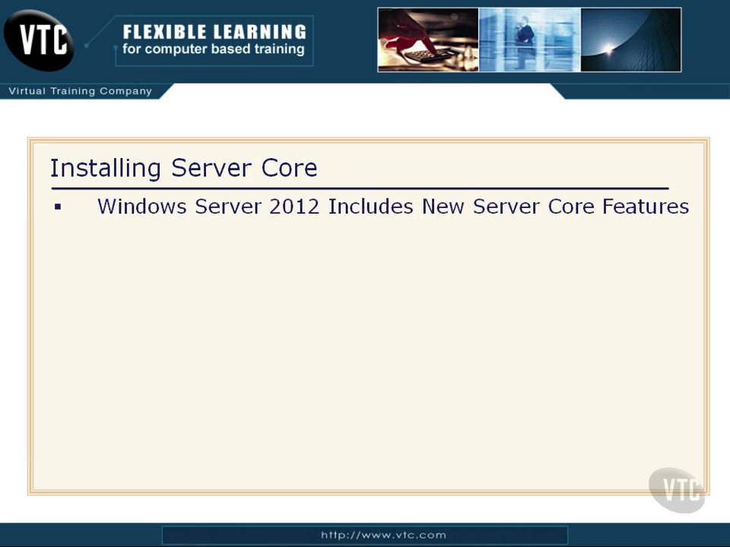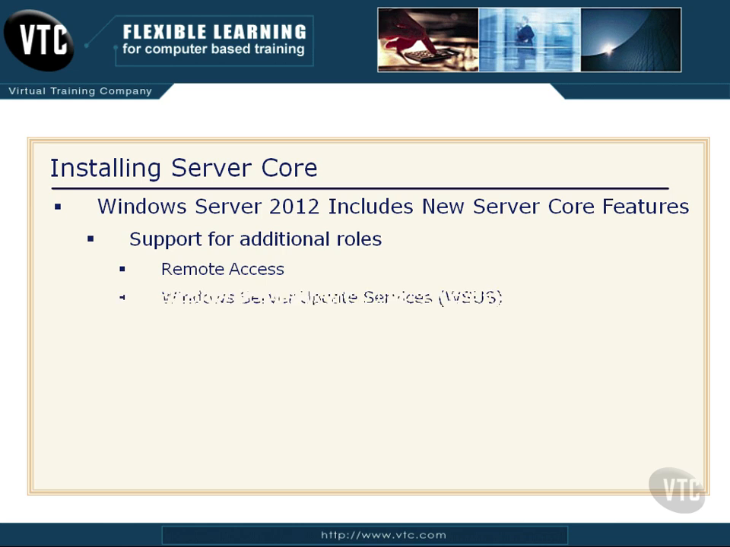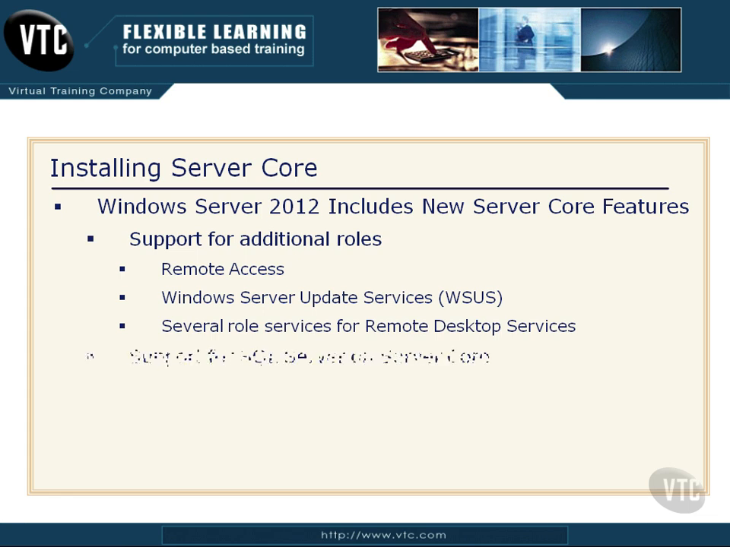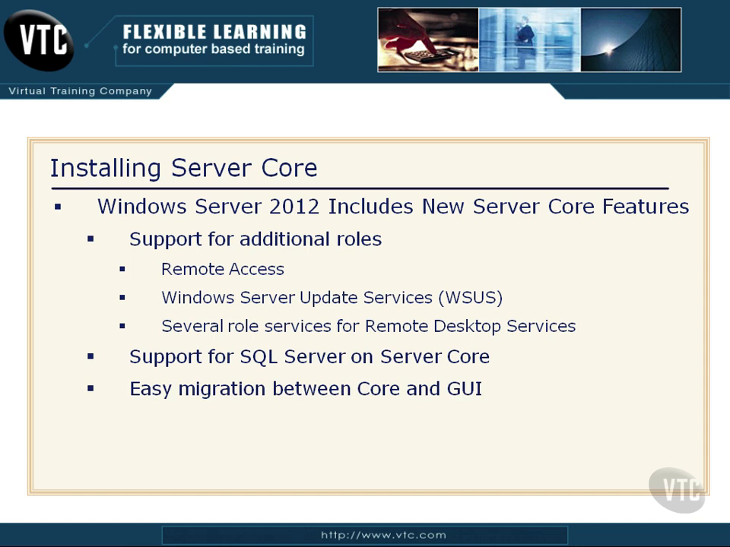Now, Windows Server 2012 is introducing some incredible new Server Core features. First of all, they're supporting a lot more roles. One of these in particular is very exciting. The first one, remote access, is supported now in a Server Core installation. Windows Server Update Services, or WSUS, is now supported in Server Core. Several role services for Remote Desktop Services have now been added. And here's the big one. You can now run SQL Server on Server Core. That's going to be a huge hit.